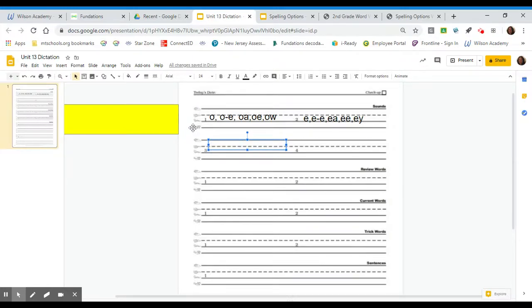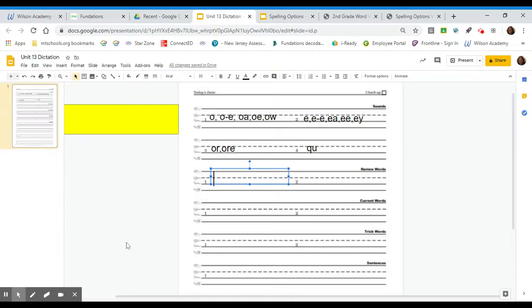Number 3, what says or? Or. We know R controlled. We have our O-R. And we also have O-R-E. Number 4, qua. What says qua? Q-U says qua. If you need to pause to catch up, you can go ahead and do that now. Otherwise, we will move on to our review words.